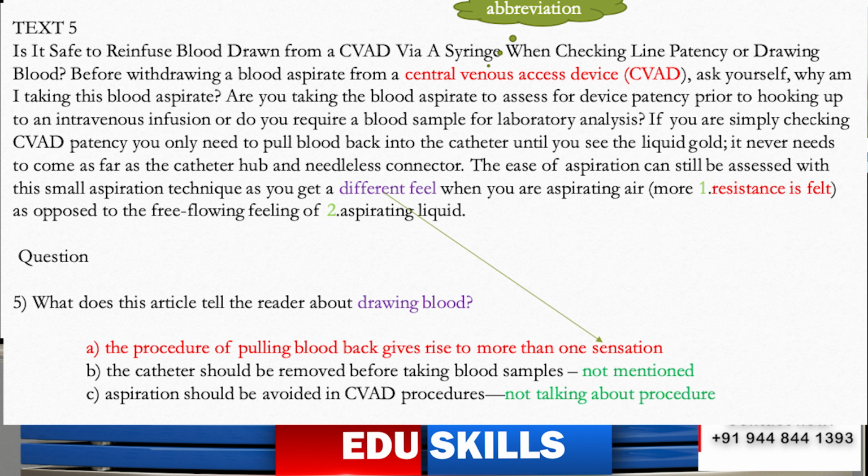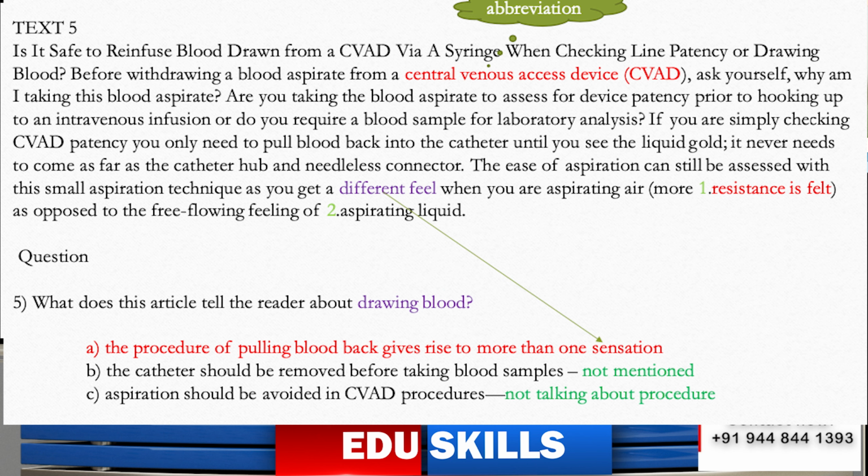So the procedure of pulling blood back gives rise to more than one sensation. That we can check in the text. They did not say "more than once" here. They said that there is more than one sensation, that is, different feelings. It's written there, you see. The ease of aspiration can still be assessed with this small aspiration technique, as you get a different feel. Okay, that means more than one sensation. Next, we can continue to read.